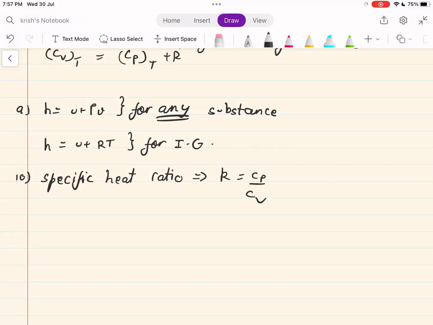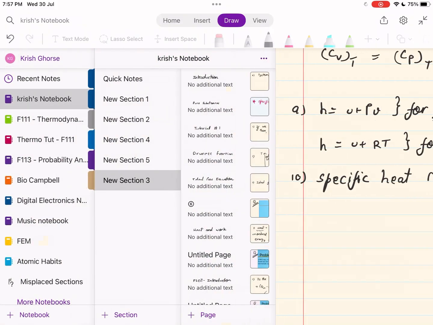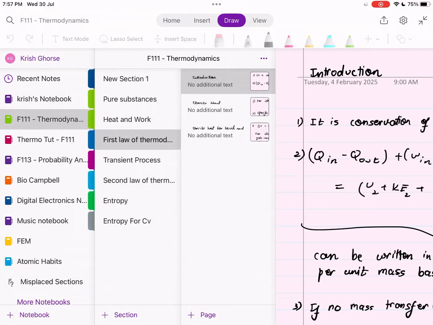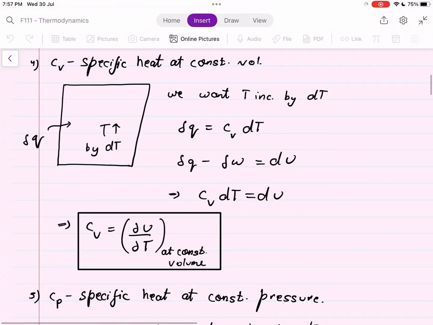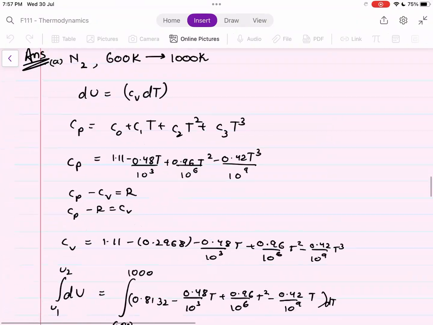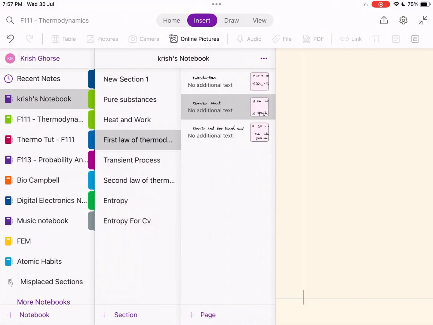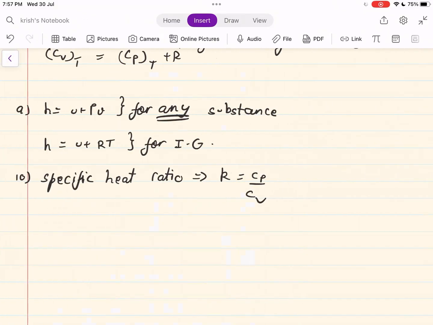Right. So, as we will see with the question, there are multiple ways of using the value of Cv and Cp. You can use a constant value, you can use a value from the table, you can use a value at average temperature. There are tens of ways of using values of Cv and Cp, right? So we're going to solve one question that's going to show us all of the ways of using the values.